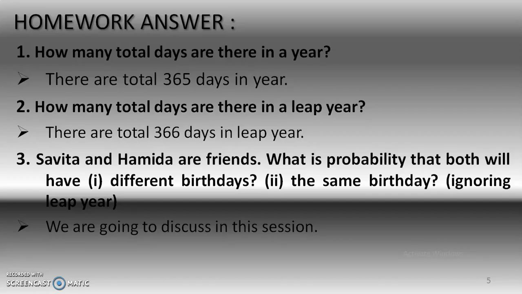Go to the next, it's the homework answer. First question: how many total days are there in a year? There are total 365 days in a year. Second, how many total days are there in a leap year? There are total 366 days in a leap year. Third question, Savita and Hamida are friends. What is the probability that both will have first different birthdays and second the same birthdays? Now you should ignore leap year, meaning you should take 365 days as total outcomes. Got it? Now we are going to discuss it. So go to the next.